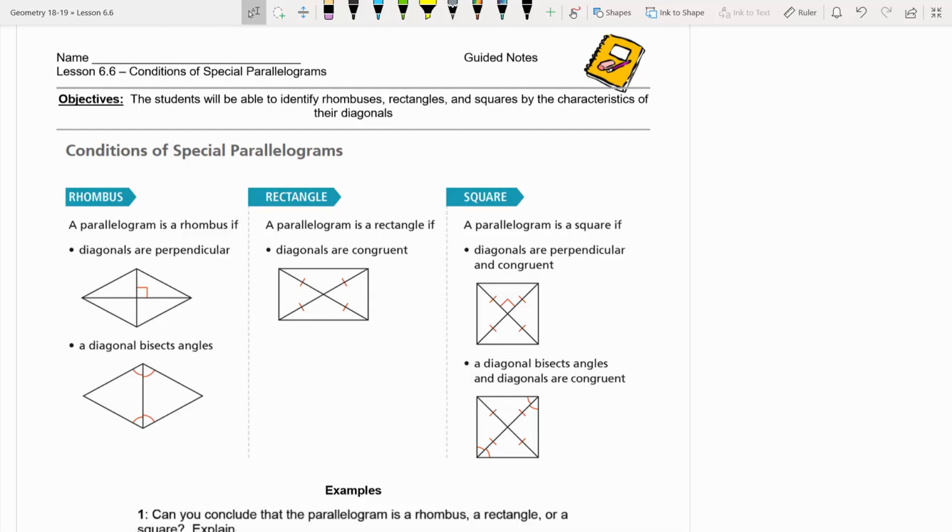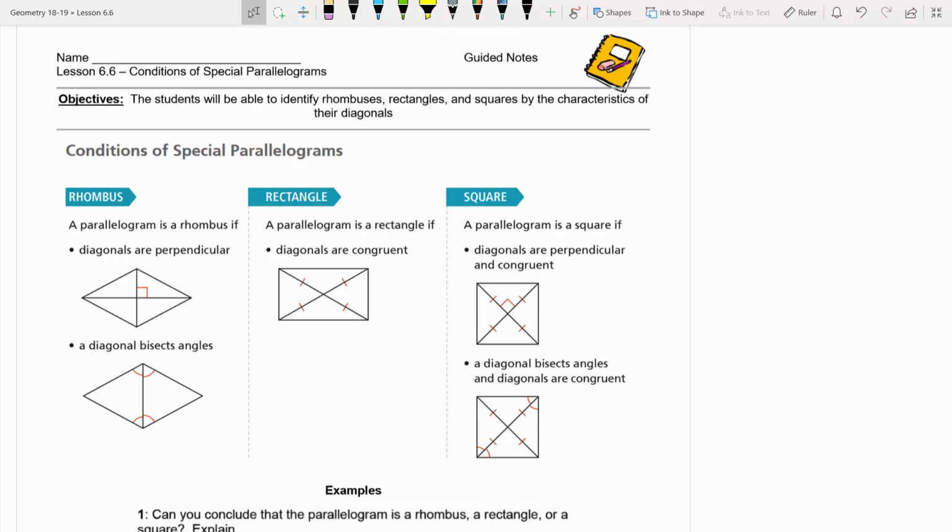Mr. Marone here with our final lesson of Chapter 6 or Unit 6, whatever you'd like to call it. And we're going to look at conditions of special parallelograms. So this is very similar to when we reversed the thought process with parallelograms. Before we were told it's a parallelogram, or it's a rhombus, or it's a rectangle. Now we have to figure out whether or not we have one of those things. We're going to be given a quadrilateral and look for specific conditions to hit here.